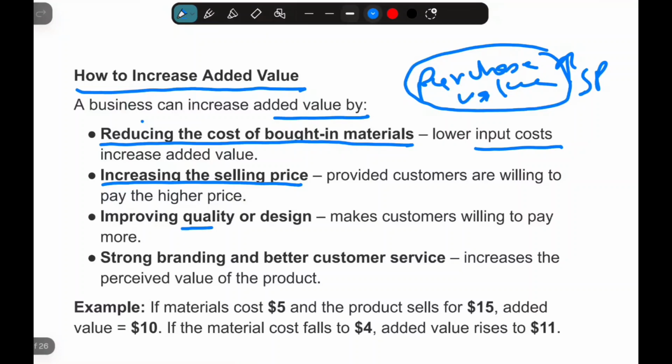Third point, improving quality or design. If we change the quality or the design of a product, the customer will be willing to pay more as it will be more attractive. Next, strong branding and better customer service. If we improve customer service and make our brand established, the customer will definitely be able to pay more for the product.